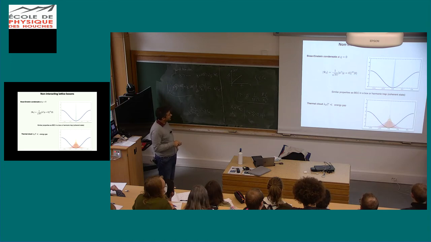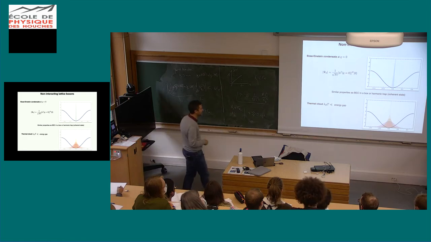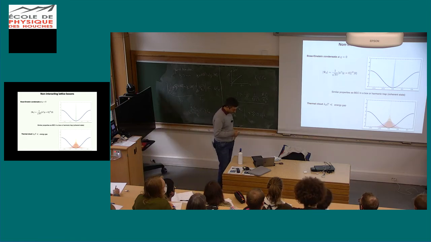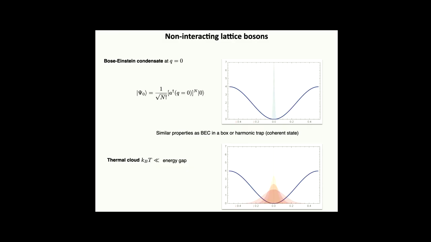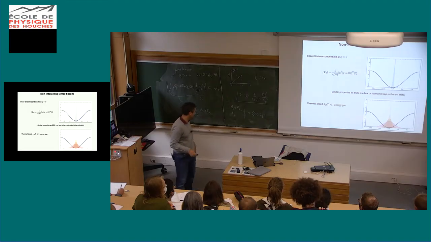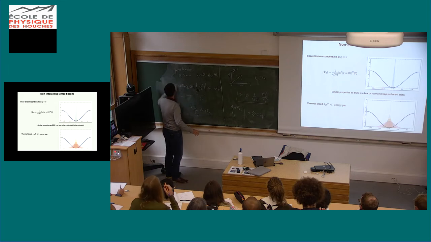And then, of course, you can also have thermal clouds of bosons. If the temperature is less than the energy gap, they are mostly in the lowest energy band, and they will extend in the lattice. Okay, so now how can we probe some of those properties? The first thing is, I would like to discuss a bit time of flight.